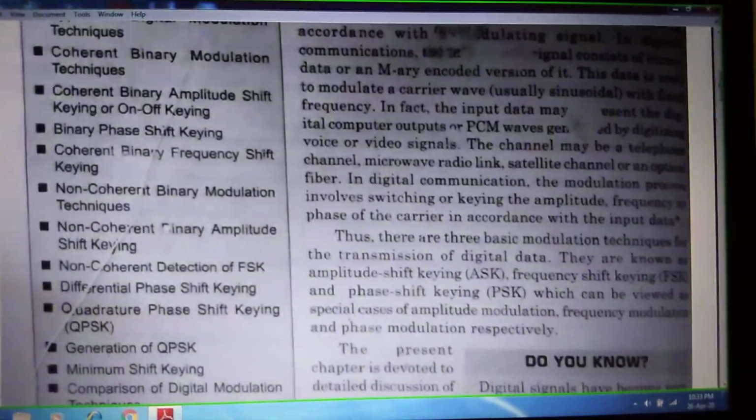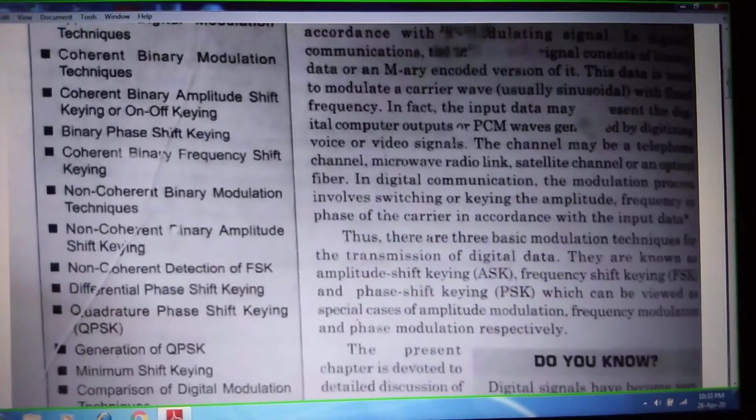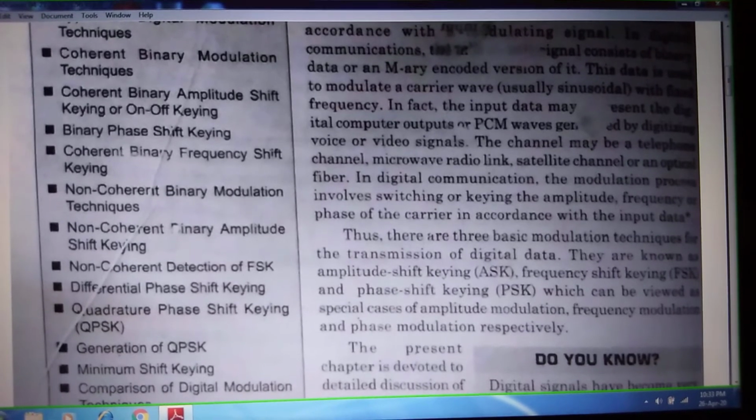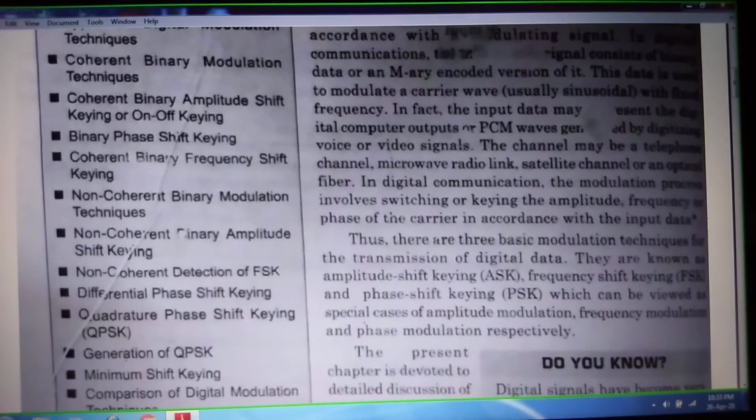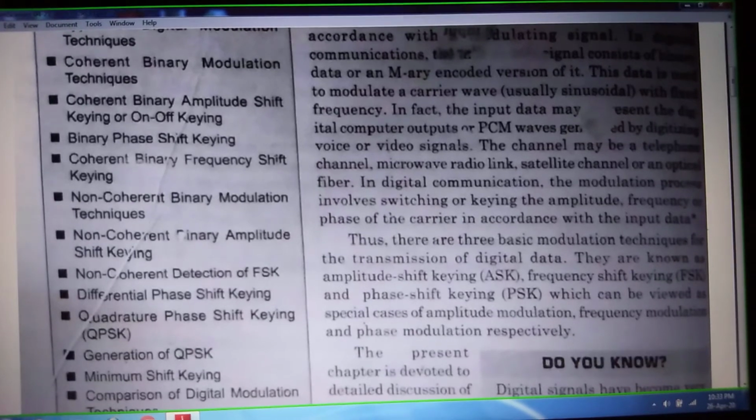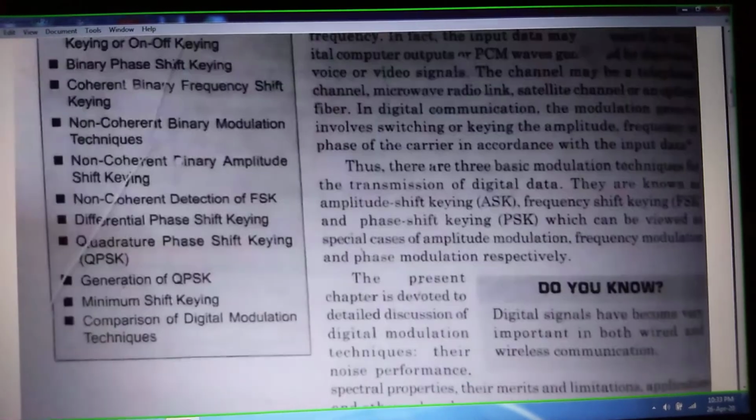We can classify three basic schemes. One is called ASK, the full form is amplitude shift keying. The next one is called PSK, the full form is phase shift keying, and the third one is called FSK, the full form is frequency shift keying.